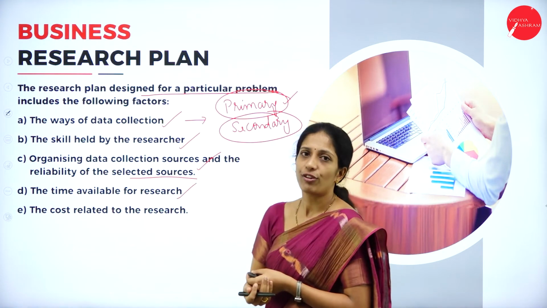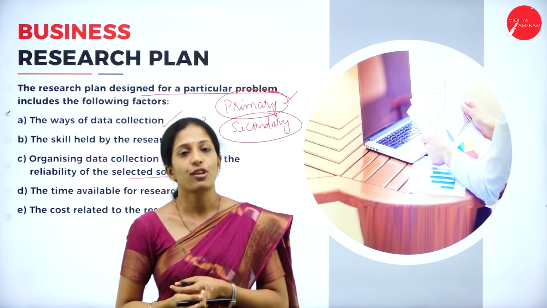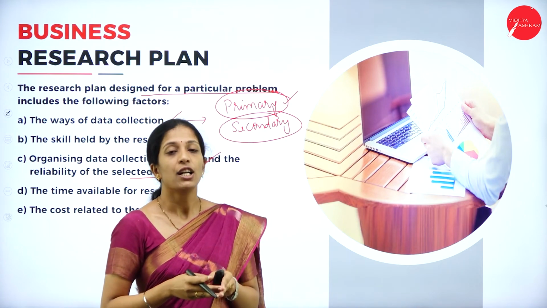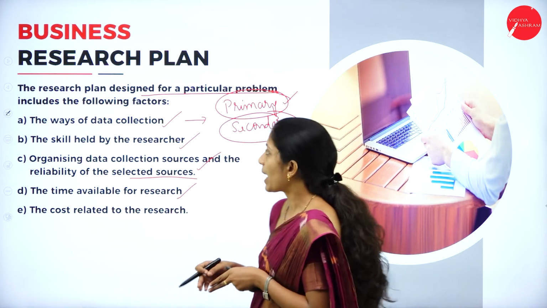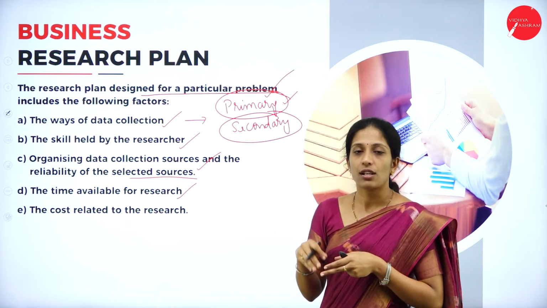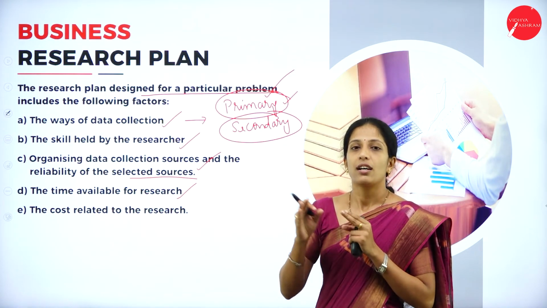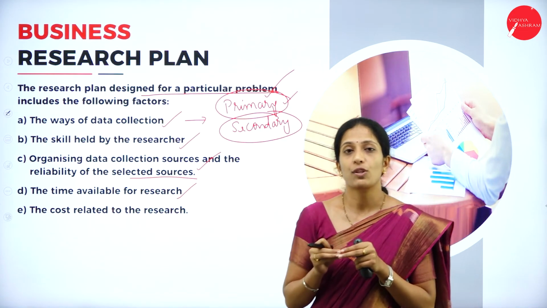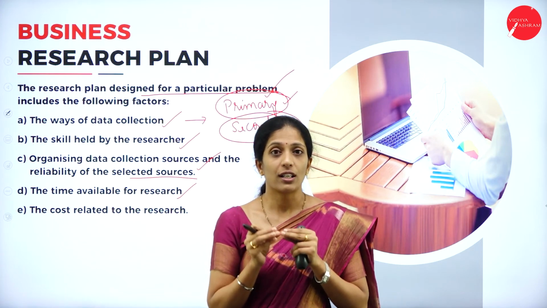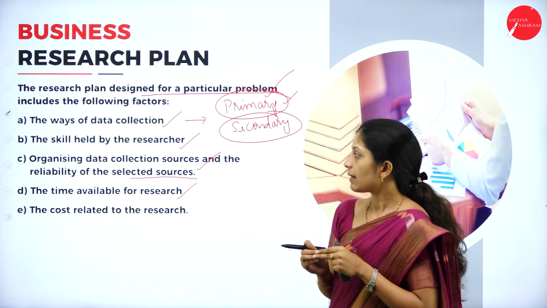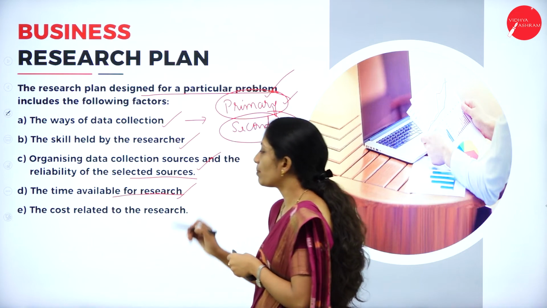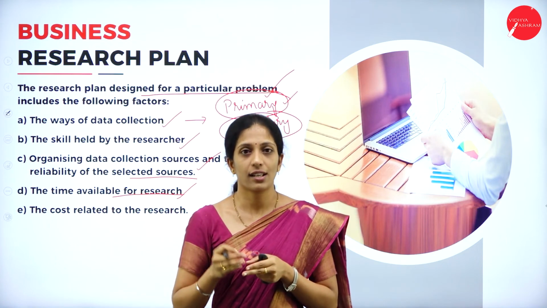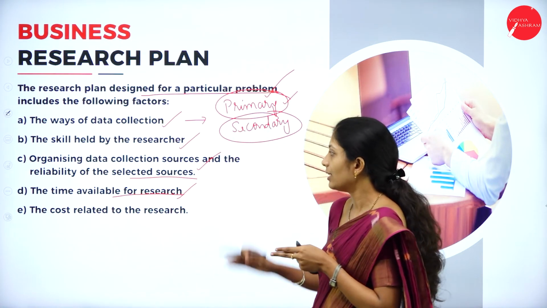Next, time available for research. Of course, research is not an easy task. It requires a huge amount of time. A lot of time is required to collect the data. And if they go for primary collection of data, it requires even more time, because each and every respondent has to be interviewed individually and the raw data has to be collected. In that situation, what is the time availability in the research? Whether it requires 1 year, 2 years, 3 years, or how many years to collect the data.